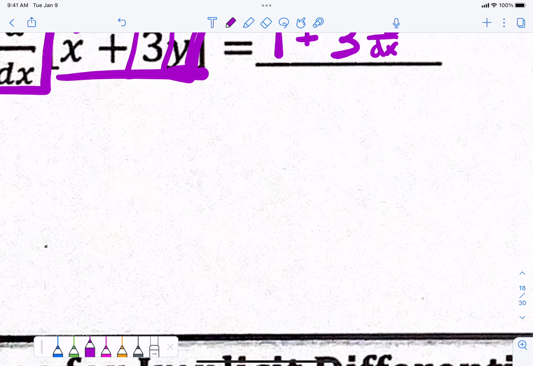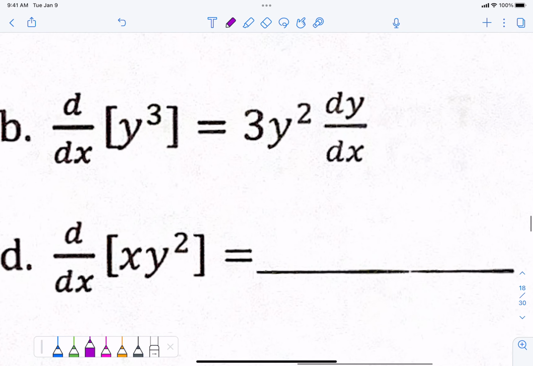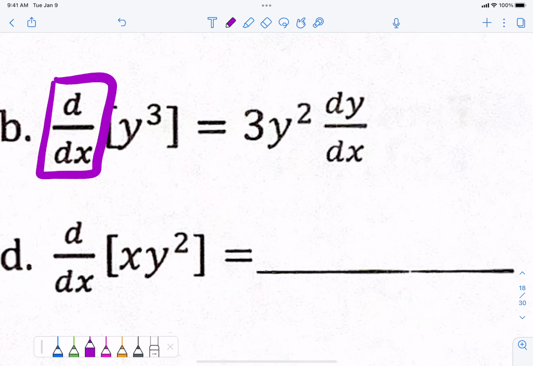This is my derivative right here. That's what it looks like. Let's go do another one so you can see. Right here, this is saying take the derivative. This is my command. They're saying that my derivative needs to be with respect to x.